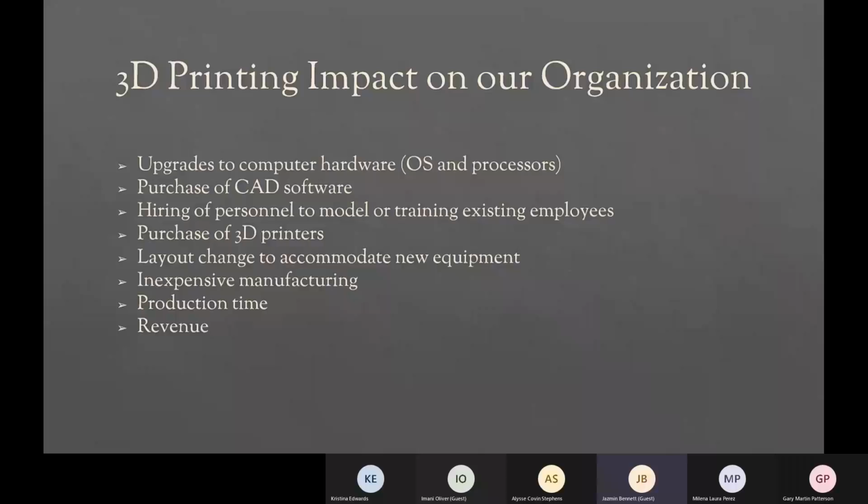There will be an additional cost to purchase capital equipment, the 3D printers. After purchasing the printers, the layout will need to be altered to accommodate the housing of the capital equipment. After initial startup costs, the actual manufacturing costs are lower than traditional manufacturing. Not only is 3D printing cheaper to manufacture, but it's also quicker to produce. The projected revenue versus the cost to manufacture suggests that 3D printing could potentially be a profitable investment in the future.